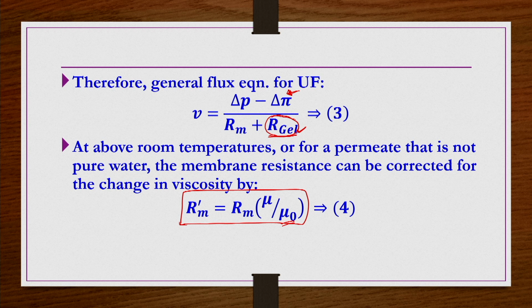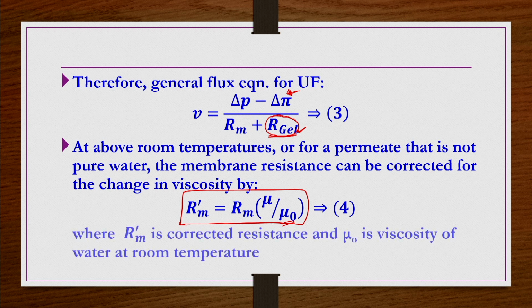Remember, the same equation number 3 in some books is also written in terms of mu, so mu terms will also be there, and accordingly the units would change in general. So, here Rm prime is the corrected resistance, and mu naught is the viscosity of water at room temperature, or of whatever solution that we have taken.